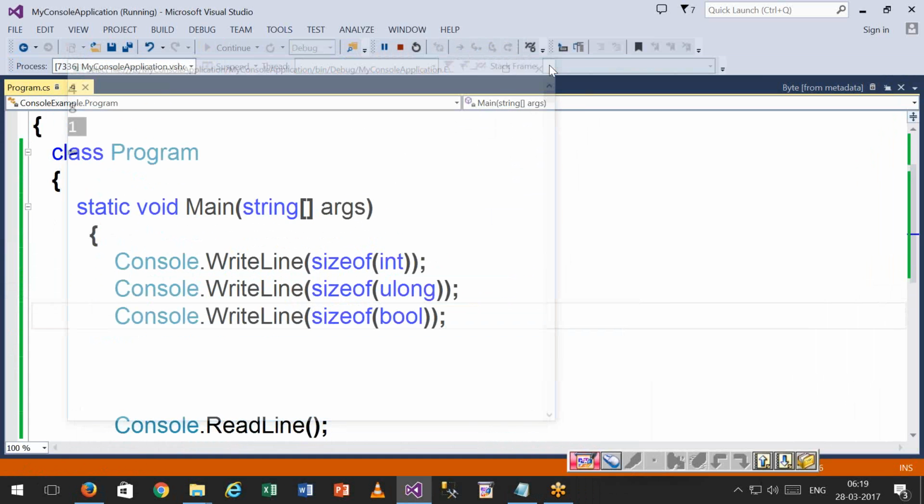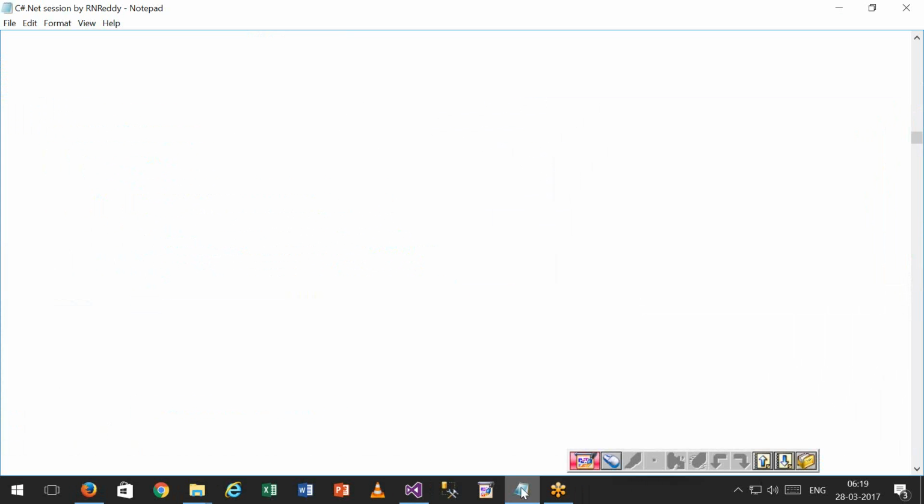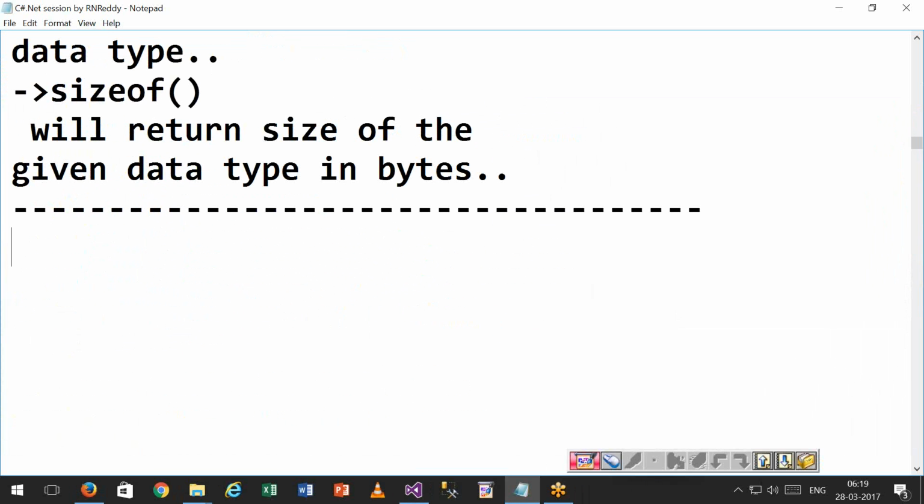Clear? Yes, sir. Right. You should like the subject. You should love the subject. Then only you can learn. Don't learn .NET for the sake of job and money. That will come automatically. First, try to love the subject.